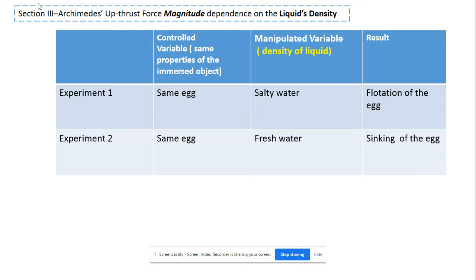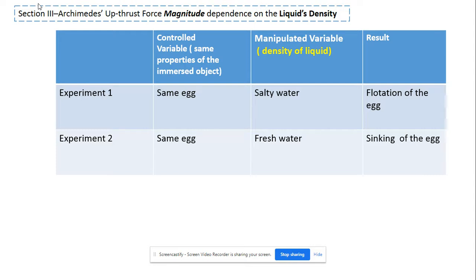So this was the manipulated variable in the two experiments, in which in the first one we immersed the egg in salty water, while in the second experiment we immersed the egg in fresh water. The result was that in the first experiment, the egg floated on the surface. However, in the second experiment, the egg sank down to the bottom. And you know that in any experiment, we always relate the result to the manipulated variable, but not to the controlled variable. So here, having a difference in density of liquid and a difference in the result, this means that the result is related to the density of the liquid.